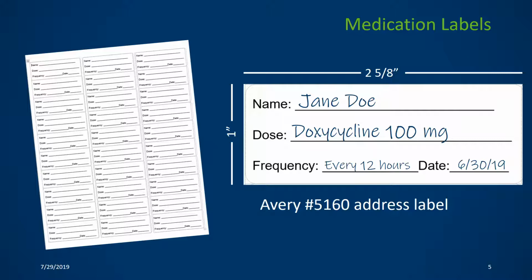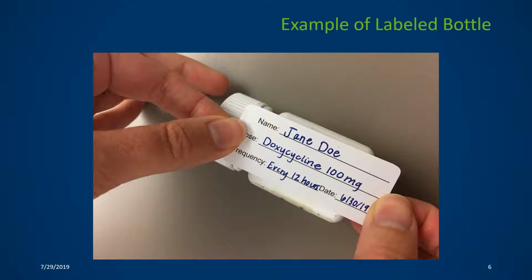In the example label shown here, Jane Doe has been dispensed doxycycline. She will need to take one 100 milligram tablet by mouth every 12 hours. This label will be put on the blank side of the medication bottle so that it does not cover the other information on the bottle.